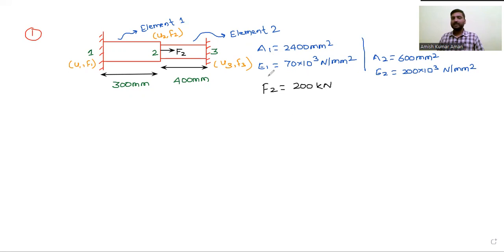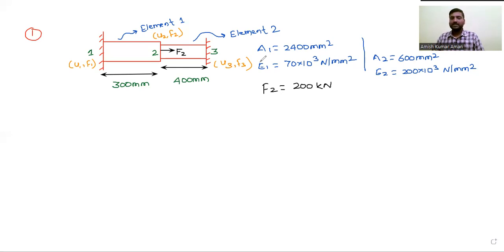Area is given, Young's modulus is given, everything is given. Suppose they do not give the area, then they will give the thickness as well as the length. Suppose here length is given as 300 mm. Similarly, they will give the thickness also, so that you can find the area. But here in this case, area is directly given, and in most cases they will give area directly.